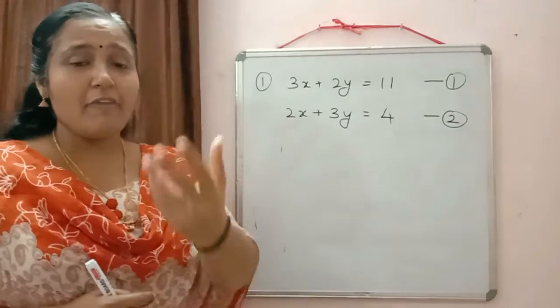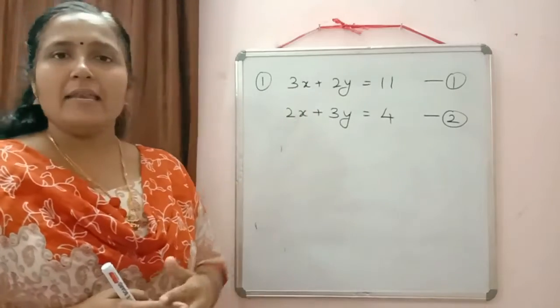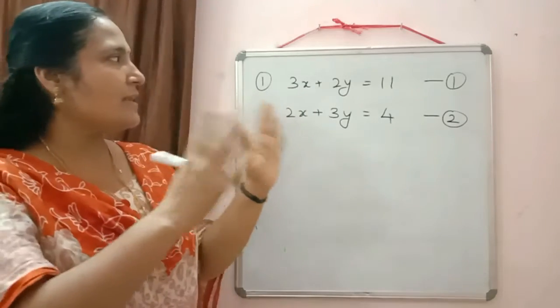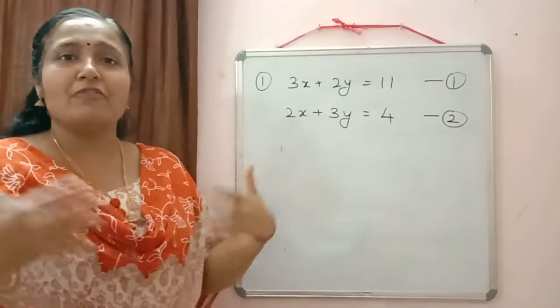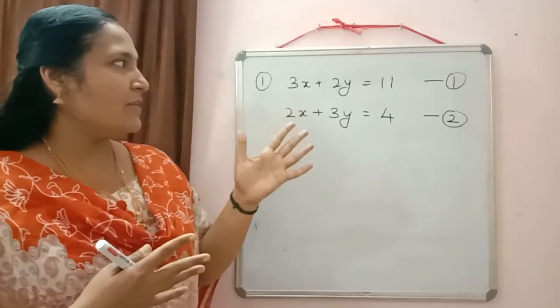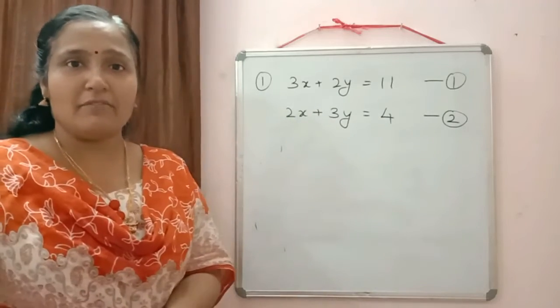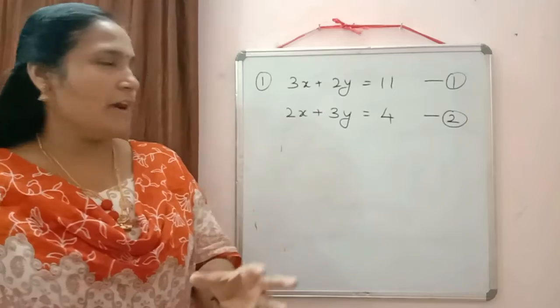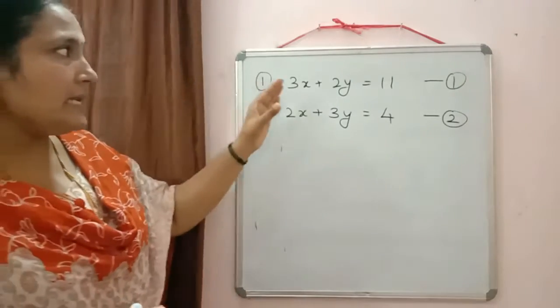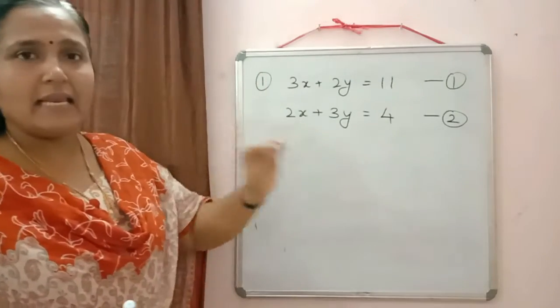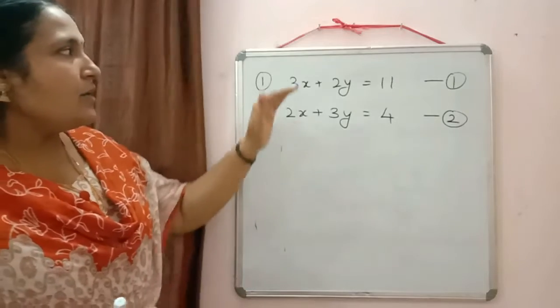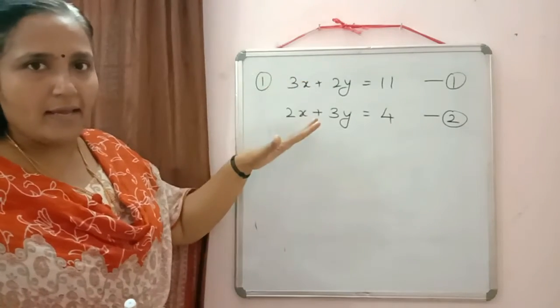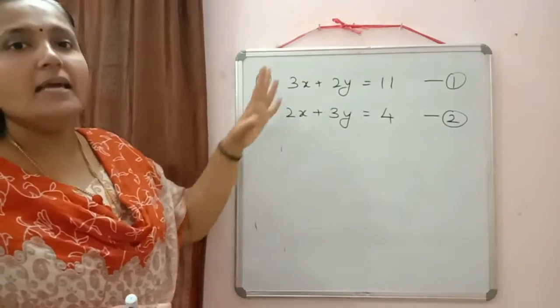So here we have two variables x and y. Suppose these two variables are the competitors. So we have to eliminate. To find the value of one, we have to eliminate one variable. So to eliminate, either we can eliminate x or we can eliminate y. But to eliminate x or y, their coefficients should be equal.